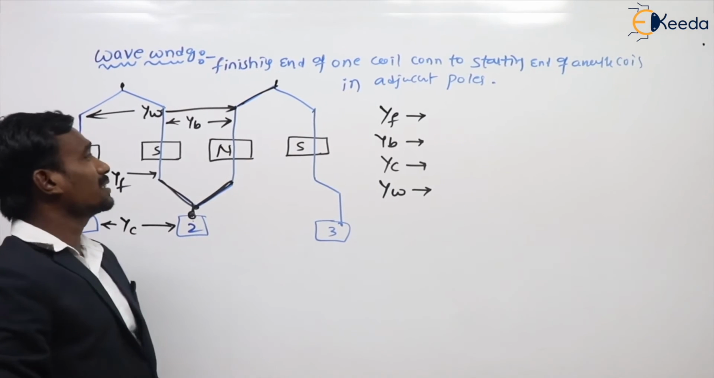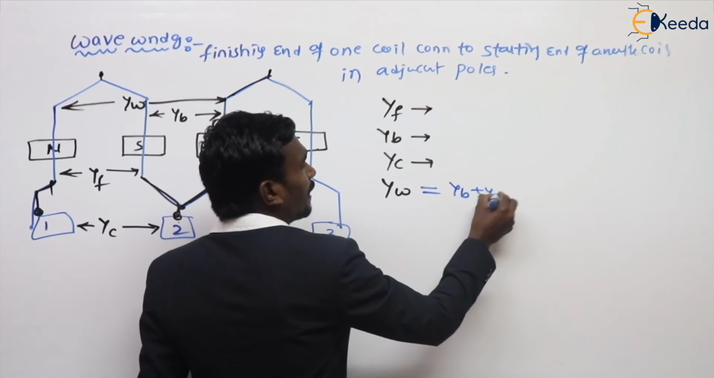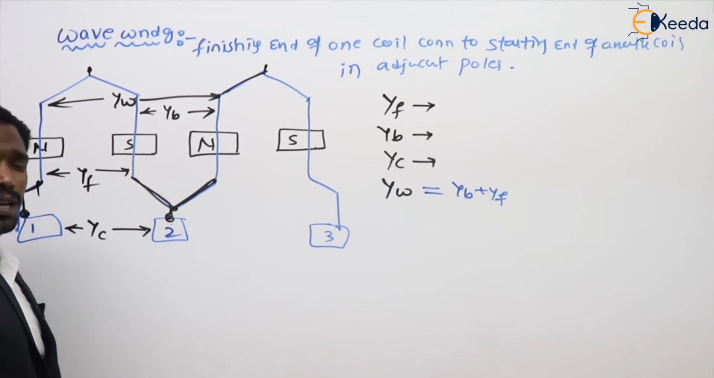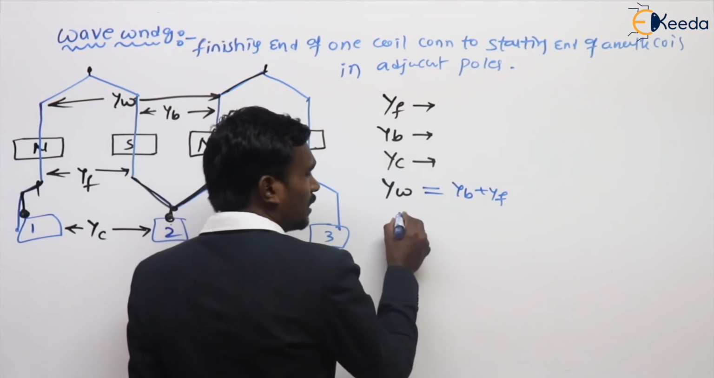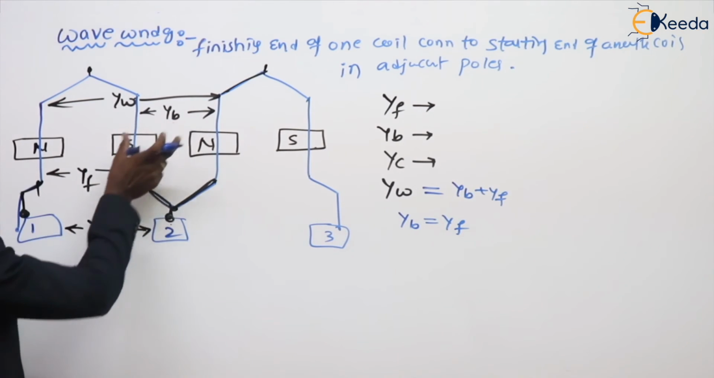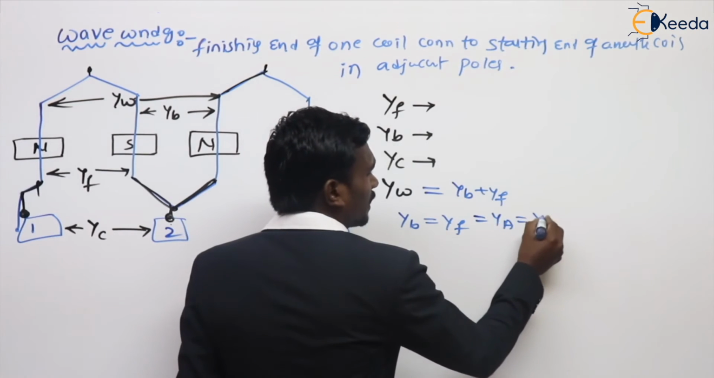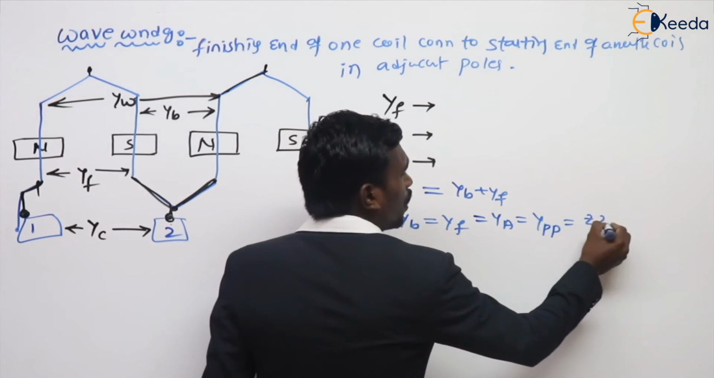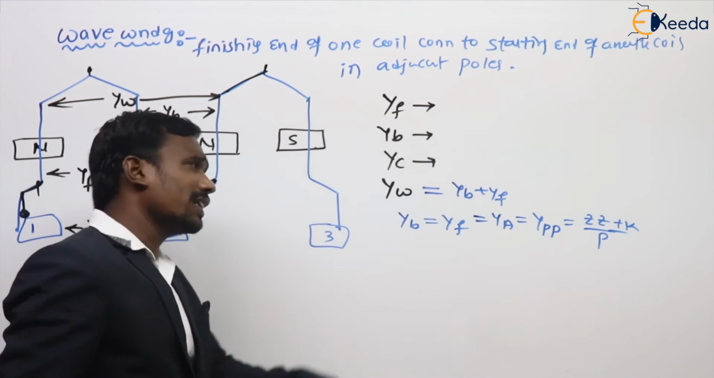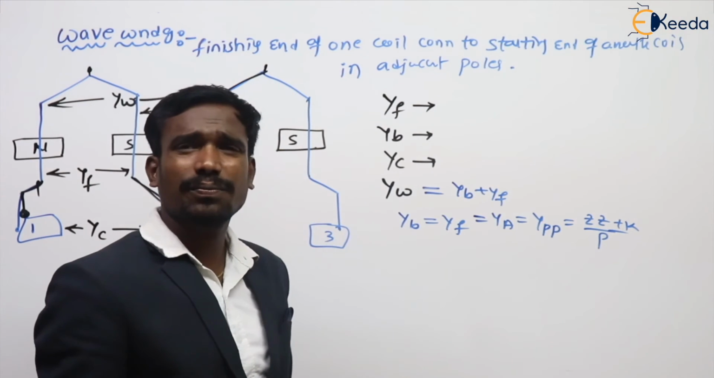See here, the winding pitch is equal to back pitch plus front pitch. The point you have to remember is that in this case the back pitch is equal to the front pitch, so that is equal to the average pitch, which is equal to the pole pitch. That is equal to 2z by p plus or minus k, to get integer values. So it is equal to 2z by p.